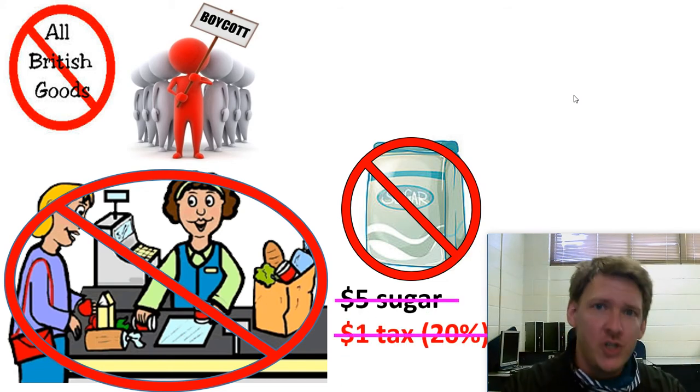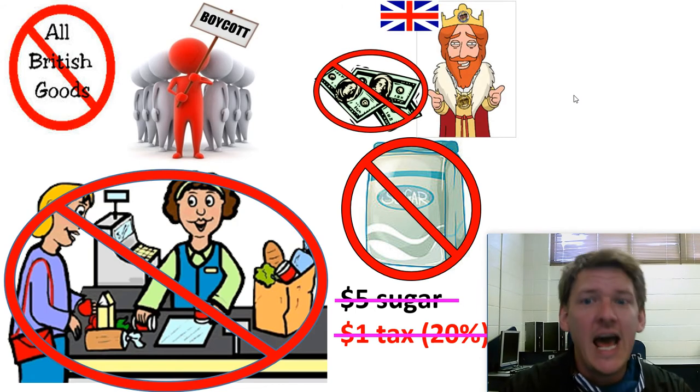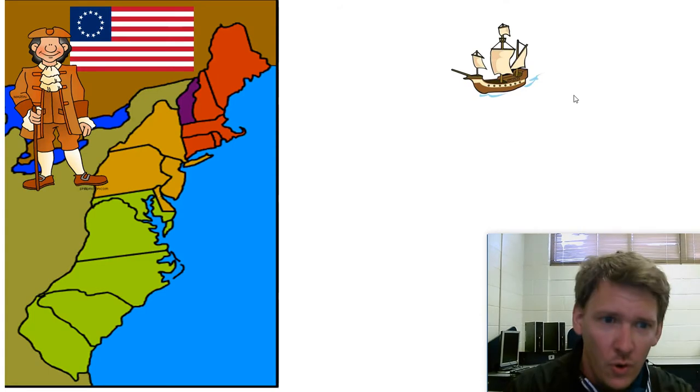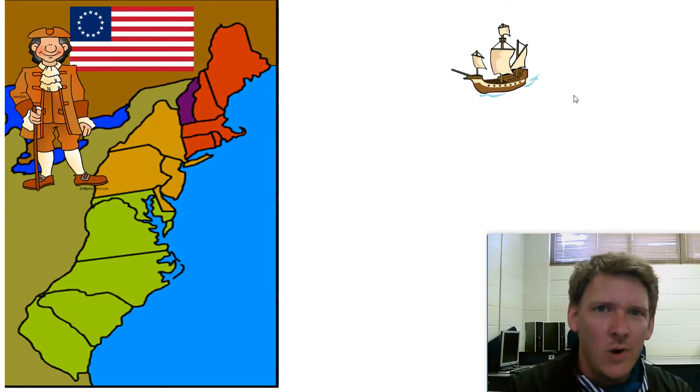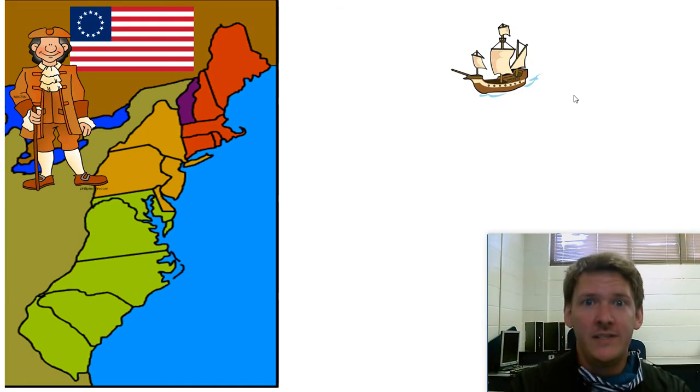And if people stop buying sugar, then they're not selling sugar, and then they're also not getting a tax. That means less money for the king. Woo! But here's the problem. They got to get their alcohol. It's one thing to boycott a good, but can the people really survive without their blessed alcohol?